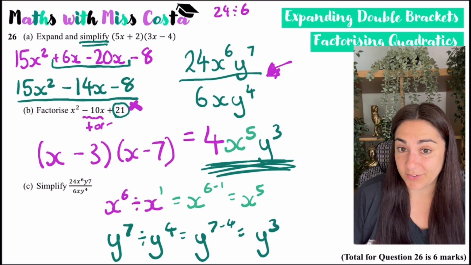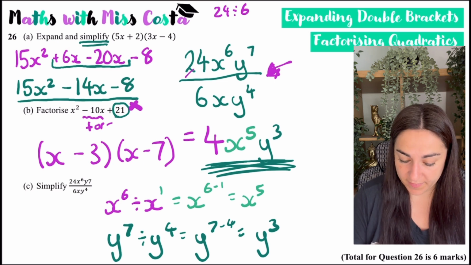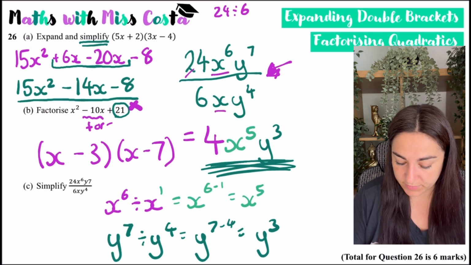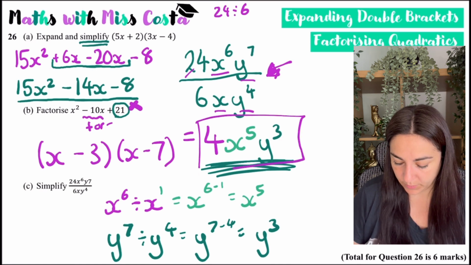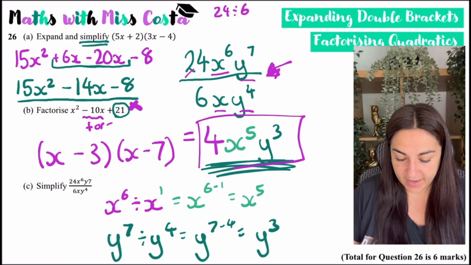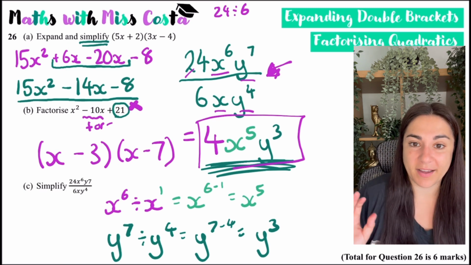So that's how we'd do something complicated like that. You divide the numbers together first, so 24 divided by 6. Then you write each of these out separately and you work them out and you put it all together like that. So that's the end of this predicted paper.